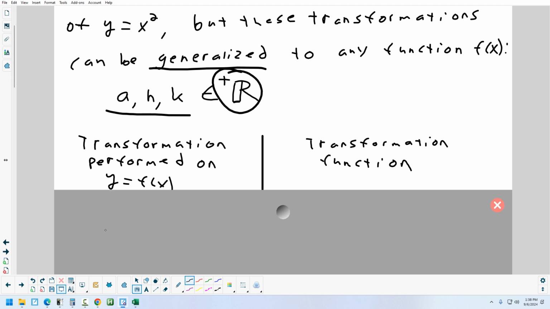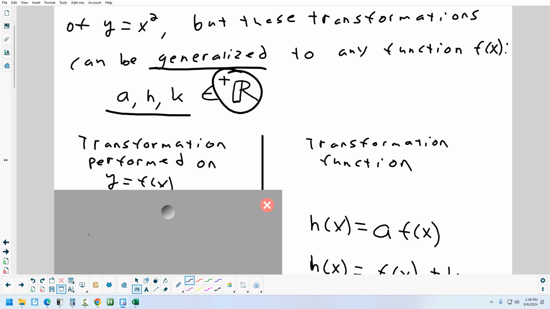Start with the first one. When you take and multiply by a number in front of a function, like we did yesterday, what does multiplying by a number in front do? Does anyone remember the transformation? Well, what would this 3 do right here? Was it a stretch or was it a shift?